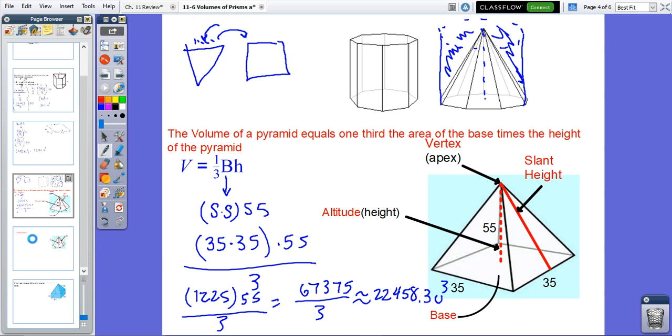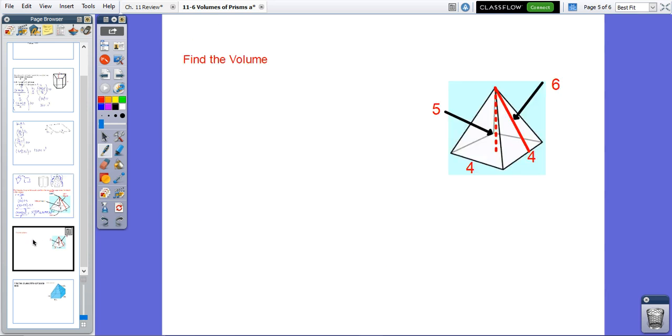Here's a smaller one. So try this one on your own. See if this works. Go ahead and pause it and then try it. So hopefully you just saw this.